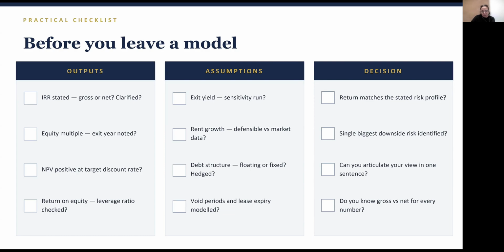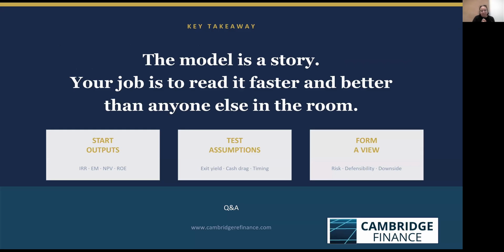recommendations on those decisions. Okay, so the last slide here is that the model is a story. Our job is to read it faster and better than anyone else in the room, as financial modelers, financial analysts, financial advisors, and we need to tell the story of this investment very well, and understand the numbers, where the numbers are coming from, what can break these numbers, and then form a view of the risk, but also the returns.